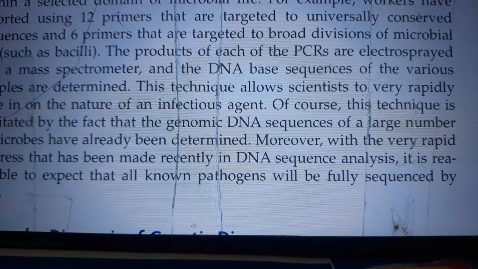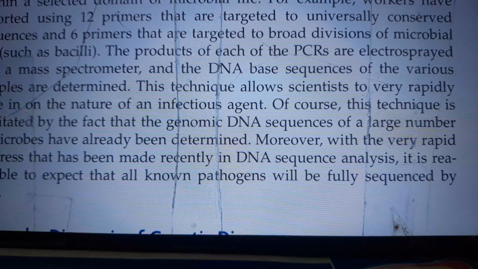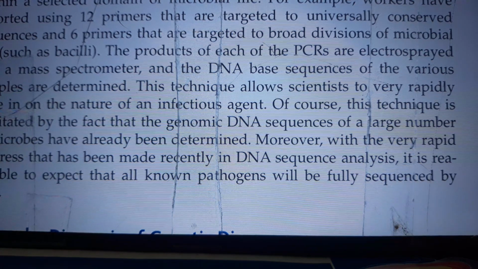The products of each of the PCRs are electrosprayed into a mass spectrometer. The DNA-based sequences of the various samples are determined. This technique allows scientists to very rapidly home in on the nature of an infectious agent. This technique is facilitated by the fact that the genomic DNA sequences of a large number of microbes have already been determined. Moreover, with the very rapid progress that has been made recently in DNA sequence analysis, it is reasonable to expect that all known pathogens will be sequenced fully by 2015.